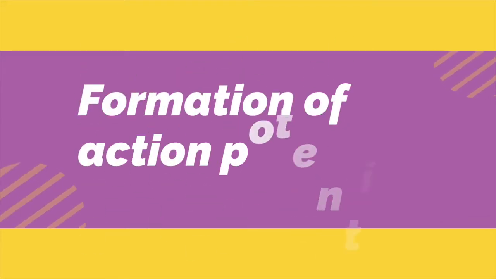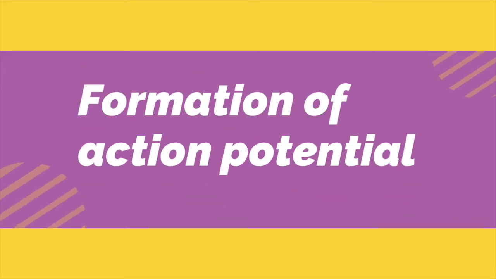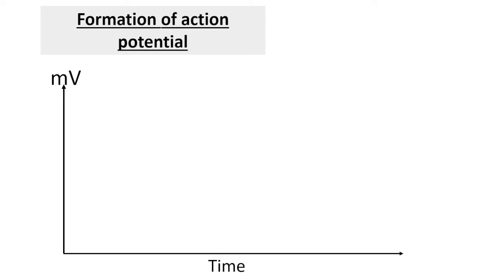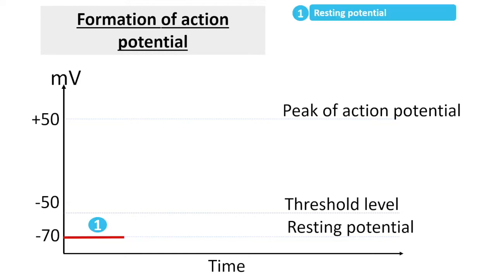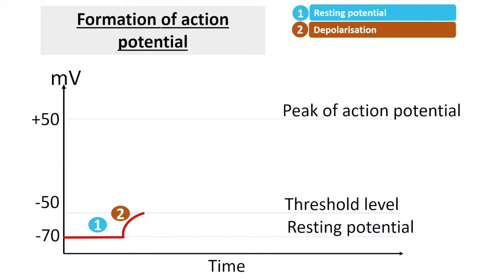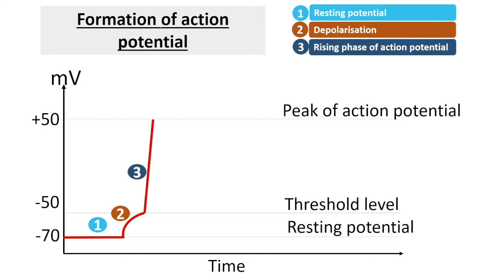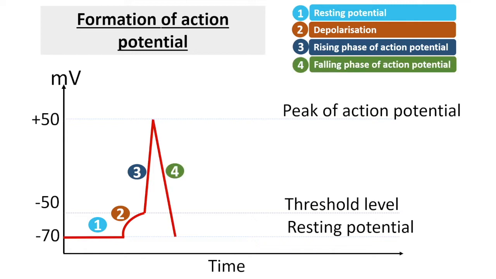Formation of action potential. To understand the formation of action potential in axon membrane, let's consider that the membrane potential for resting potential is minus 70 mV. The threshold potential is about minus 55 mV, and the peak of action potential is about 50 mV. There are 5 series of events involved.